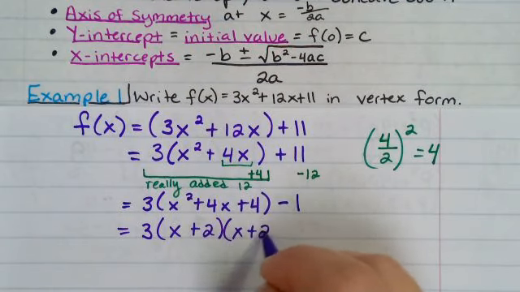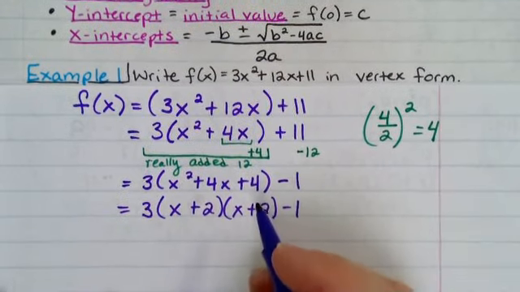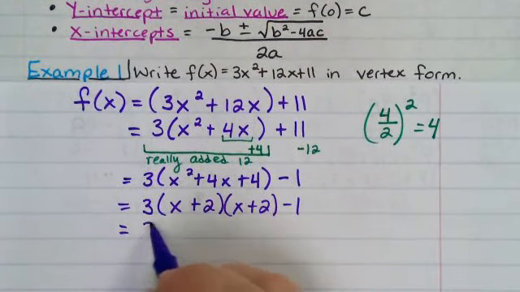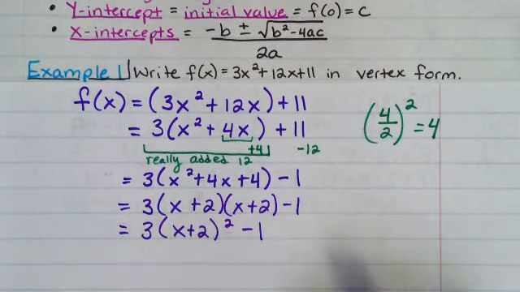It factors to be x plus 2 times x plus 2. Look at this. X times x, x squared. 2 times 2 is 4. 2 plus 2 is 4, right? And with those two things being the same, we're able to write this in vertex form. I can see here that my vertex would be the point (-2, -1).